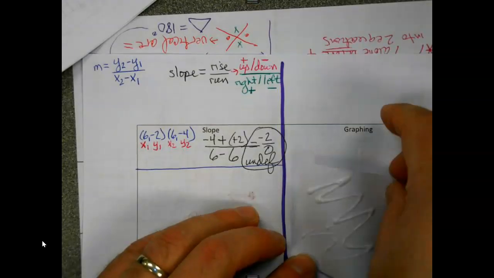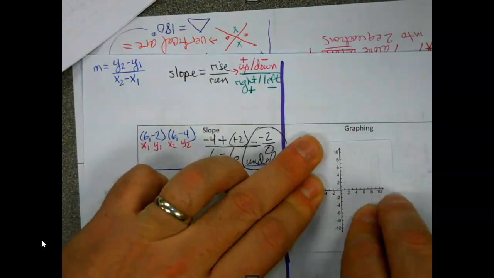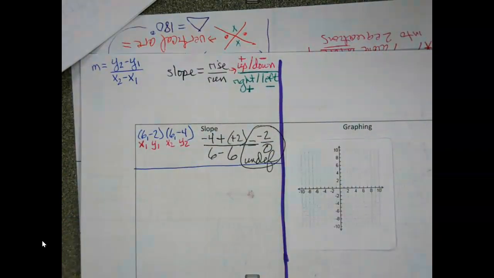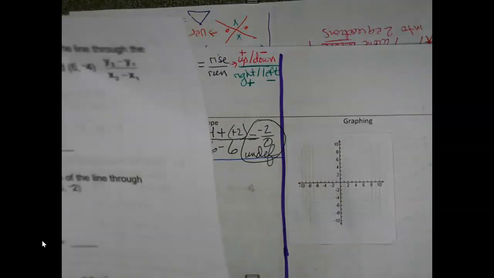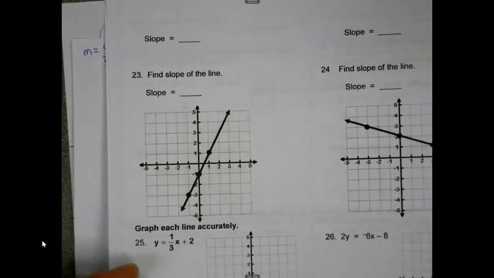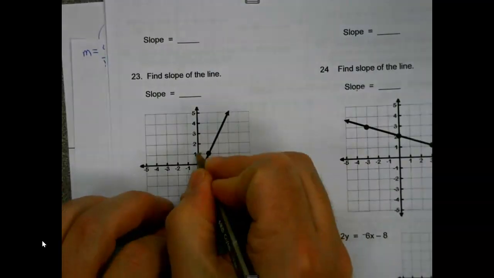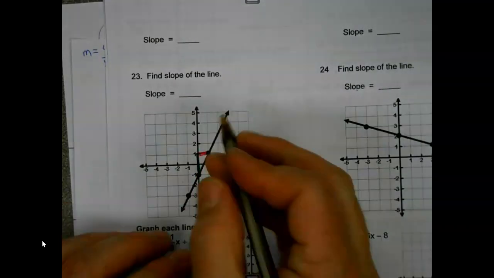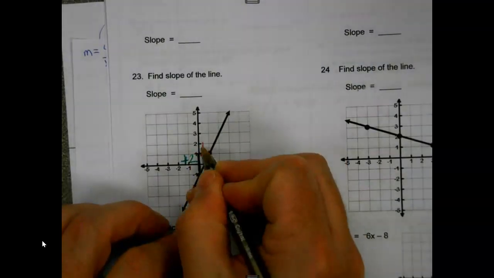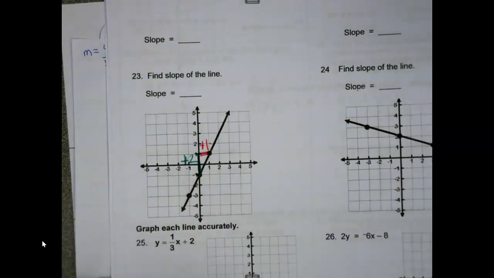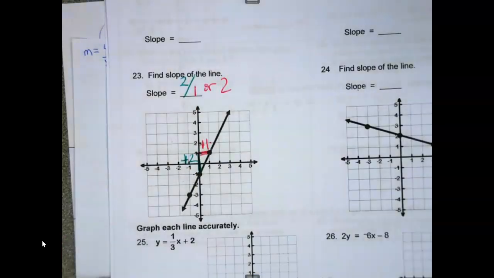Let's try this for a minute, see how this goes. So I get that on there. Let's even say I try to do one of these. I'm going to do this one, I'm going to do it on the review. Any 2 points, we're just counting. I went up 2, and I went right 1. Rise over run. My slope would be 2 over 1, or just 2. Either one of those is perfectly fine.